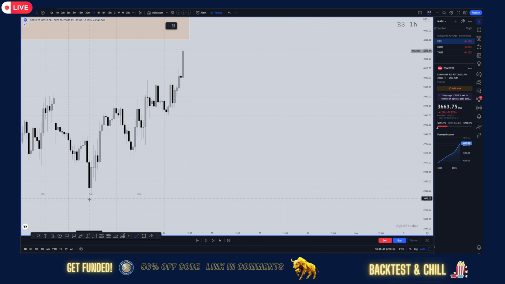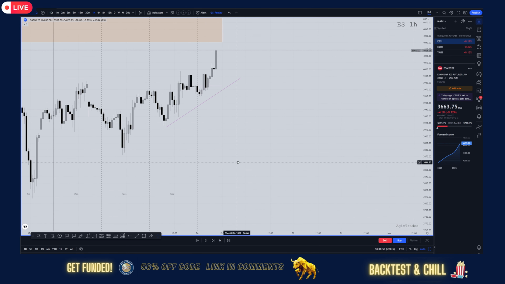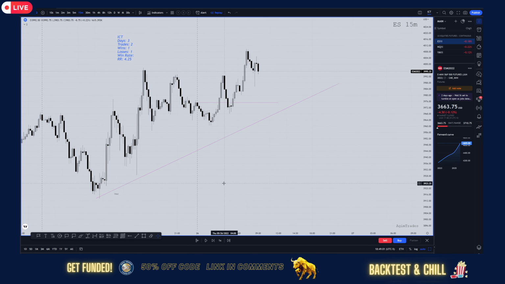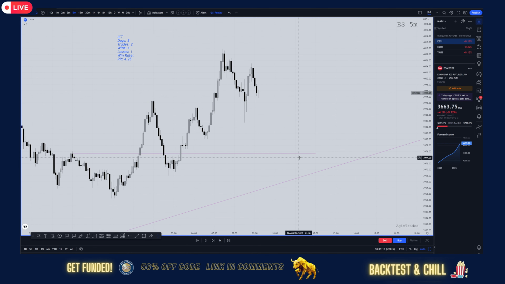I also use SMT divergence, which is divergence between the NQ, the ES, and the Dow. And I can't use that with TradingView backtesting. I think it's a little too difficult to do. Maybe I could do it with some more screens. Okay, so on the 15-minute we have this. Price is pretty supportive there. Let's go back to the 5-minute.